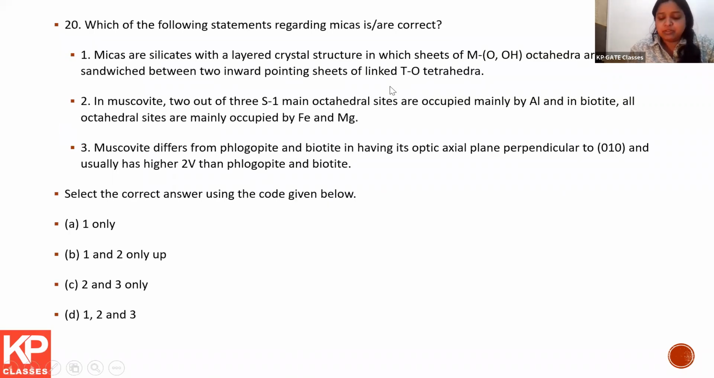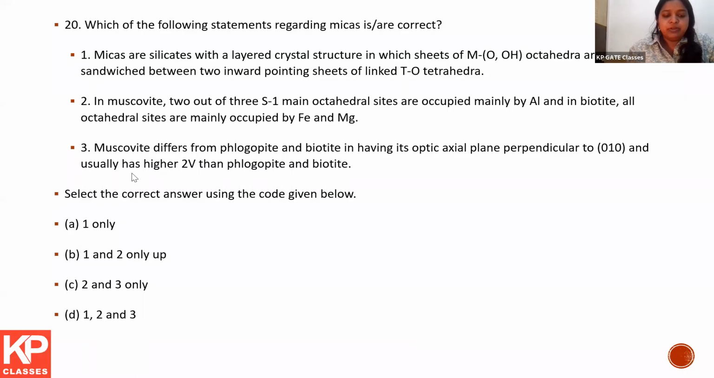Now, the next question is, which one of the following statements regarding mica is correct? So, three statements are provided about mica. The first statement states that micas are silicates with a layered crystal structure in which sheets of M, O, OH octahedra are sandwiched. So in the M site, O and OH are located and sandwiched between two inward pointing sheets of linked T or tetrahedra, which, as we know, is wrong. So the first statement is wrong.